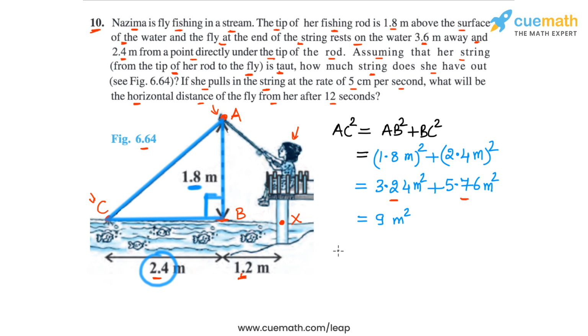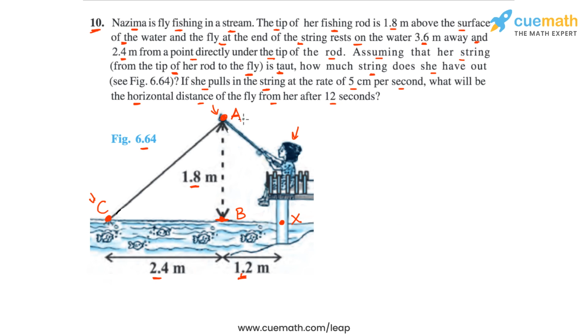So AC square is 9 meter square, and this means that AC, now you take the square root, AC will be equal to 3 meters. So the first answer is 3 meters. The length of string that she has out is 3 meters. Now let's answer the second question.